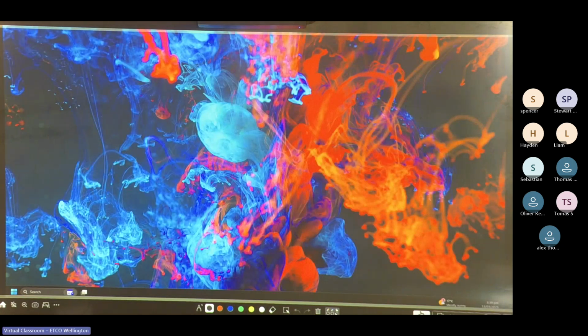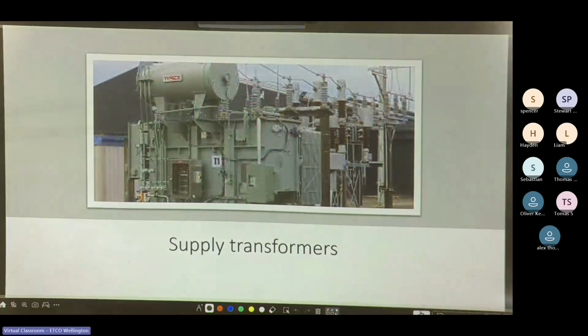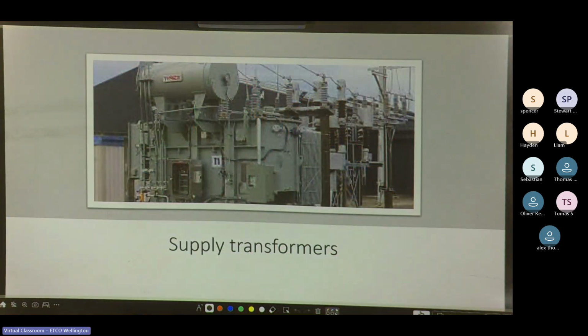Cool. So now we'll get into the topic for today, which is the last one in the Transformer series, and then we move on to rotating machines next week. Cool. So we're going to talk about supply transformers. I believe there's a video.